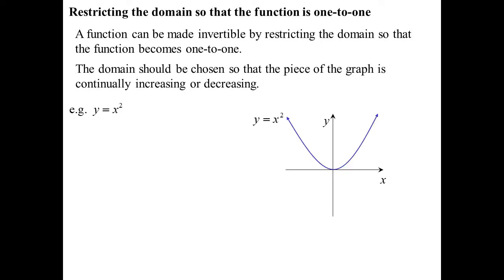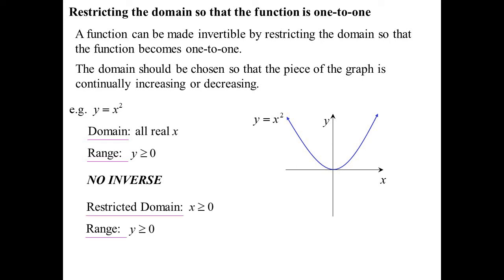So let's do the classic one, y equals x squared, which clearly fails the horizontal line test. Its domain at this stage is all real x and the range is y is greater than or equal to 0, but it won't have an inverse. Well, we want to create an inverse. So if I restrict the domain, there's two choices here. I want a piece that's either continually increasing or continually decreasing.